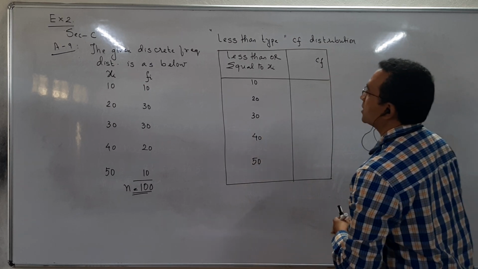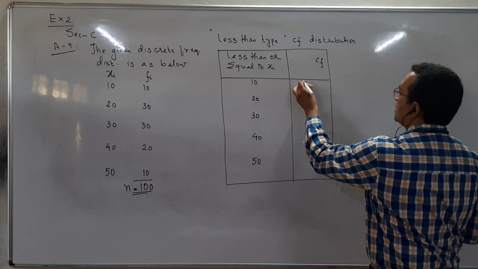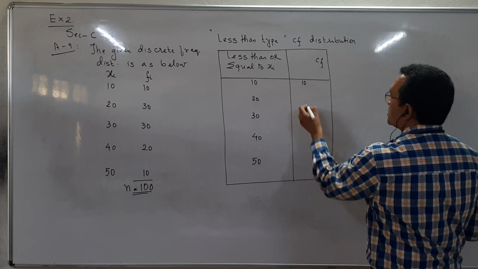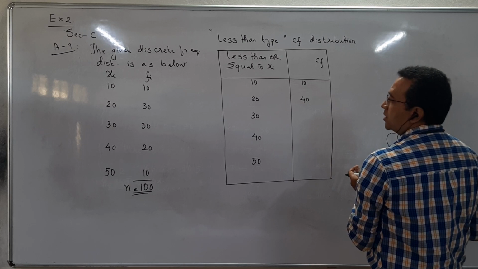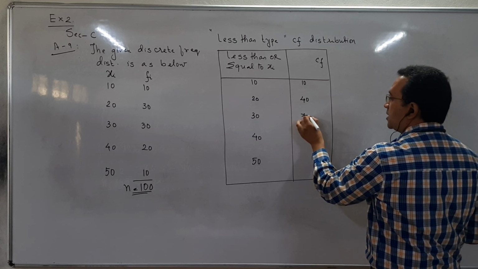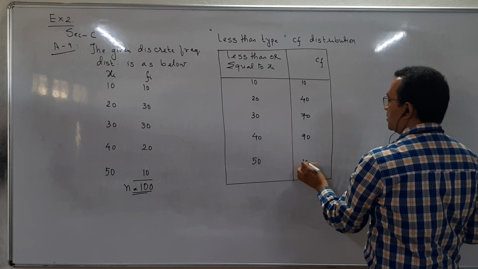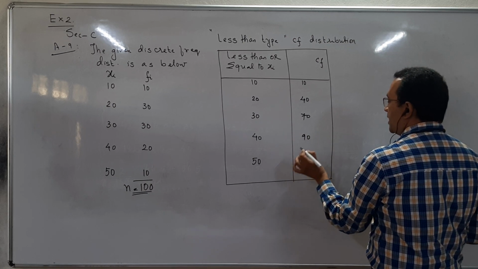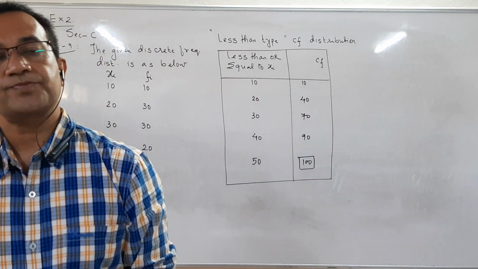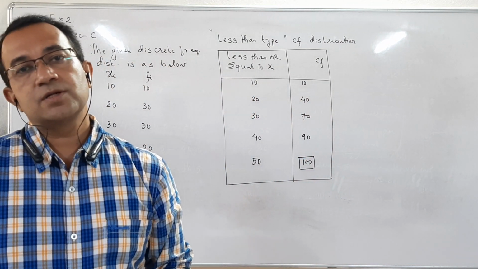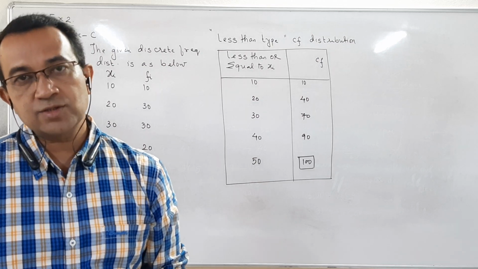Now cumulative frequency for 10 is 10, for 20 it is 10 plus 30, 40, then for 30 it is 10 plus 30, 40 plus 30, 70 plus 30, 100. I told you we end at maximum, which is the total. Clear, students? All of you understood?